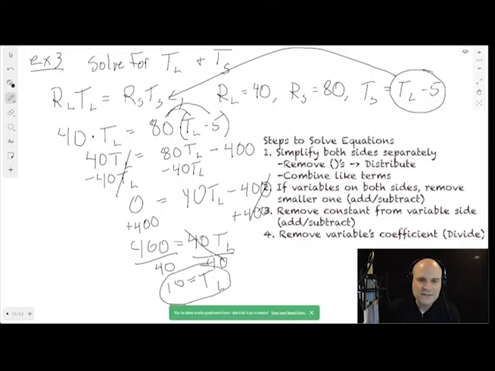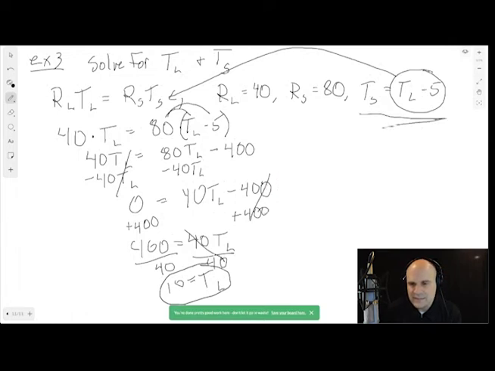Well, we also need t of S. Well, what tells you what t of S is? Right here. Literally says t of S is whatever t of L is, which is 10, minus 5. So t of S equals 5.